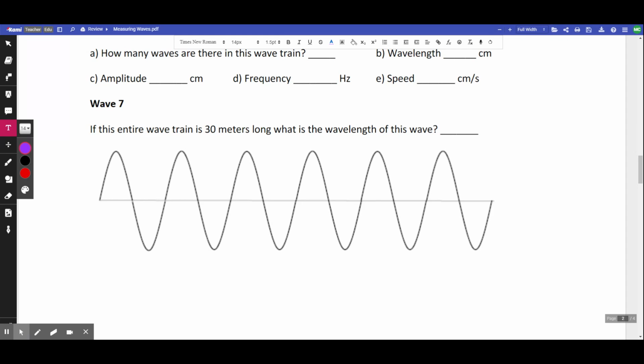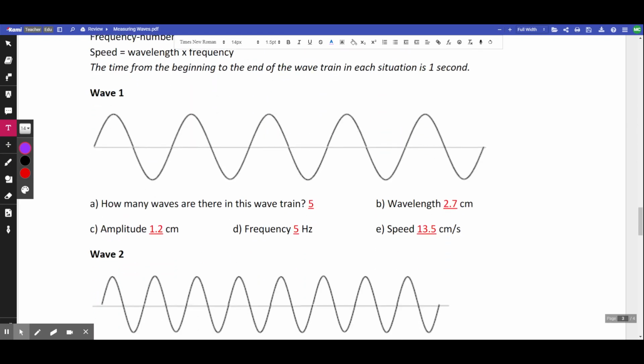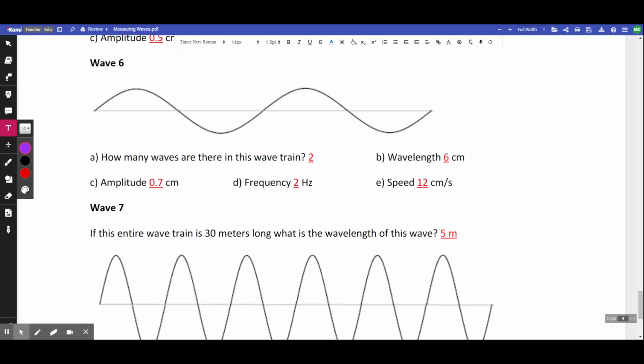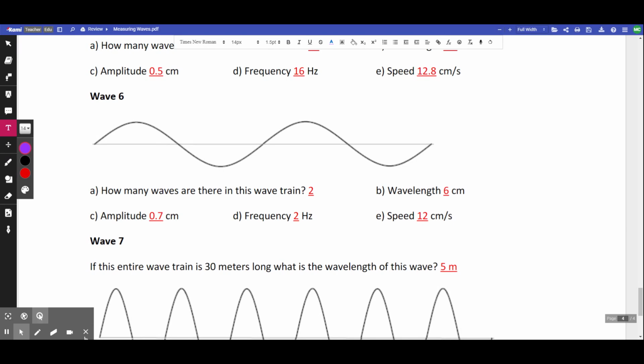Once you finish determining the length and the frequency and amplitude and speed, you can check here. And the values are here for you to check. So this is how to complete the Measuring Waves review page.